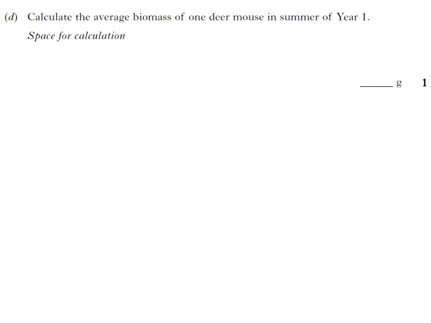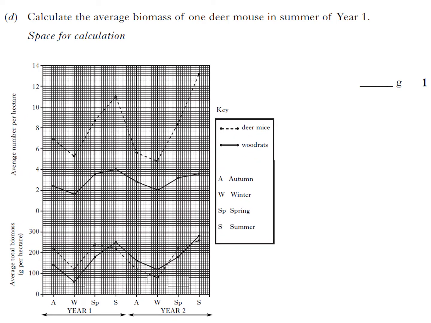Okay, question D. Calculate the average mass of one deer mouse in summer of year 1. Okay, this is quite a weird question, because you look at this and go, well, there's nothing about one deer mouse, but actually it's about looking at the graph quite carefully. So summer of year 1, just trying to get my pen back up. So summer of year 1 is down here, okay?